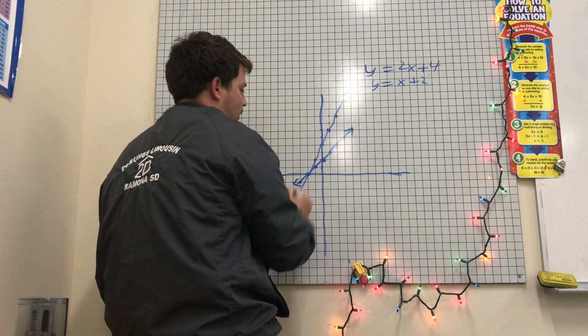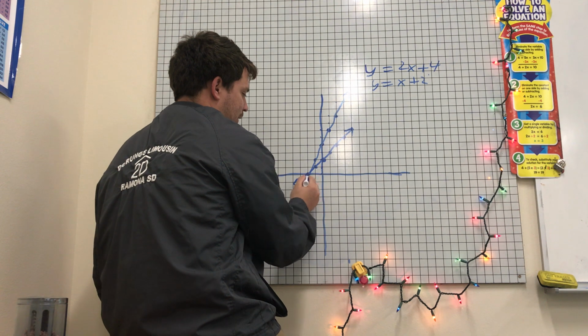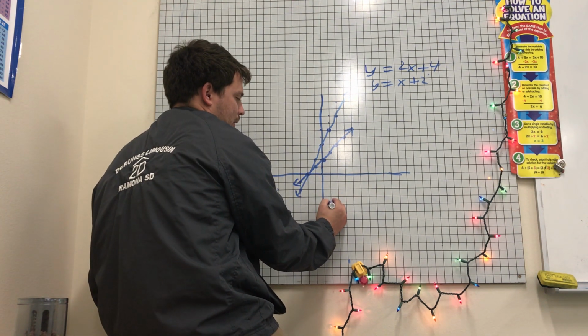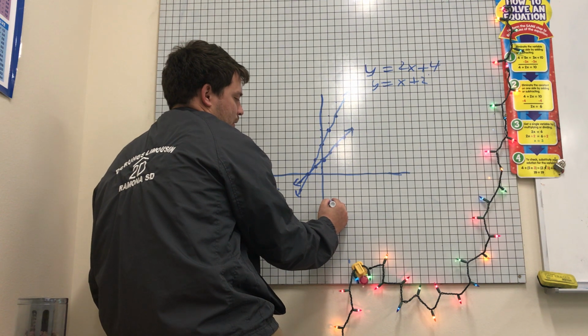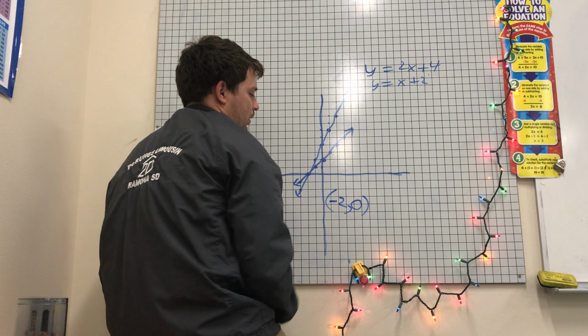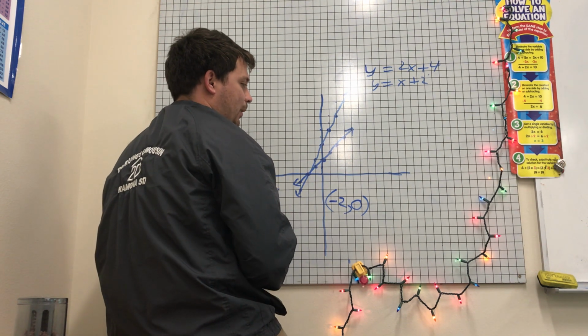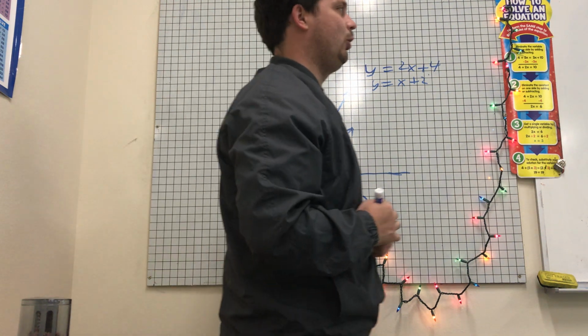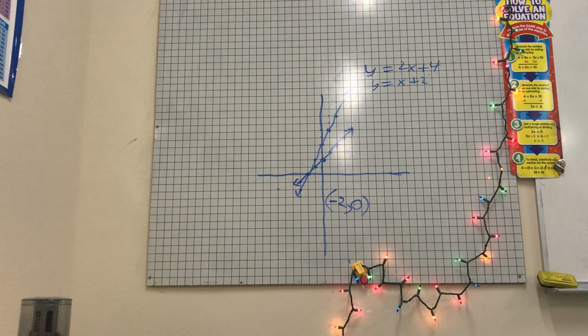Okay, at this point, this is going to be the point which makes both of these true. We get (negative 2, 0). There is our solution for that one. Okay? We have to find the point at which they meet. That is the whole point of graphing a system.